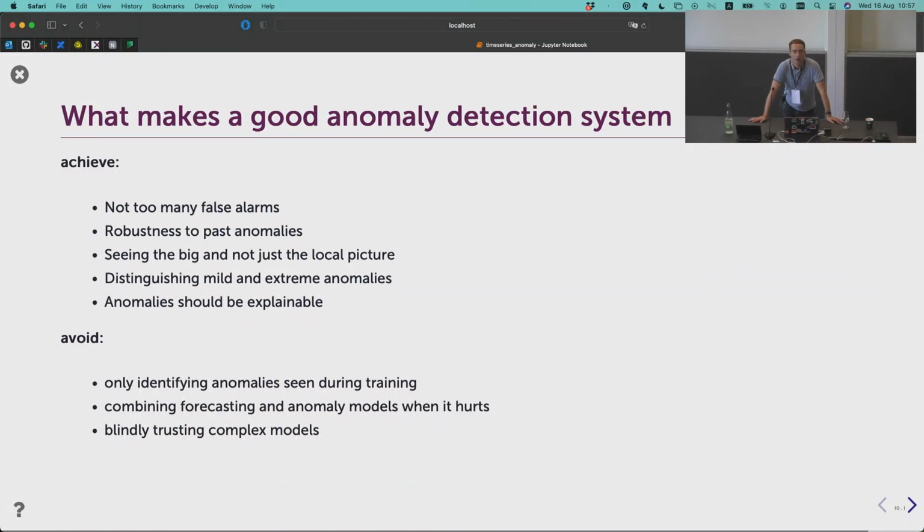So here's a bunch of takeaways that we've seen from all of the chapters we've gone through briefly today. Ideally, we want a system that has not too many false alarms, is robust to past anomalies, while at the same time doesn't require an immense amount of effort and domain knowledge if we're just starting with it as a part of the problem we're dealing with.